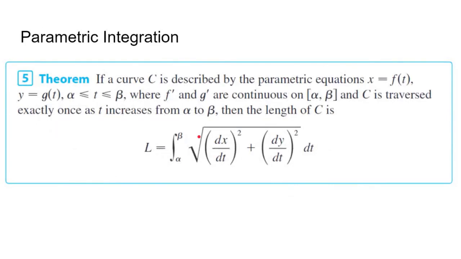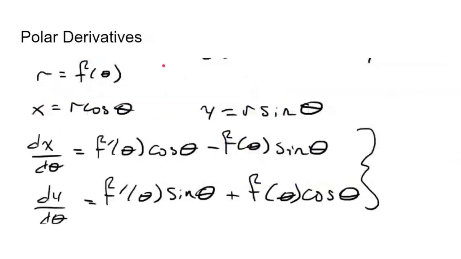So this is all for parametric integration, parametric calculus. Now we're going to talk about polar calculus, polar coordinates. So we start out with what we know. r is a function f of theta. This will be given. We know this from trigonometry: x equals r cosine theta. You could divide by r on both sides, so x over r equals cosine theta, and y over r equals sine theta.